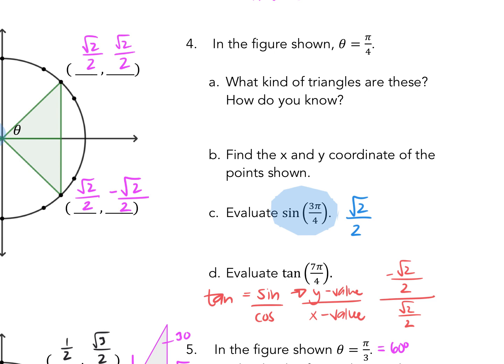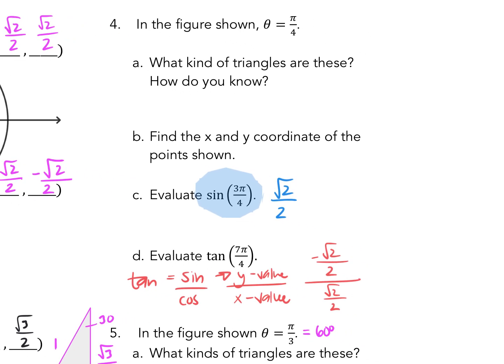Which looks pretty gross. We can simplify that. What is this going to equal? Negative 1. The same thing on top and the bottom. Simplifies to give you 1. So negative 1 would be your answer.